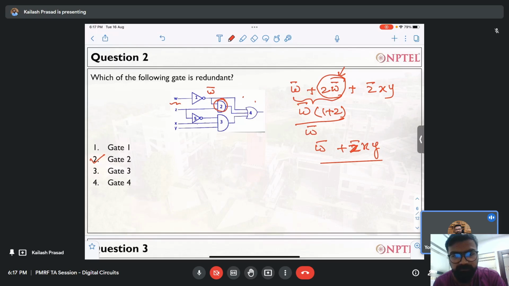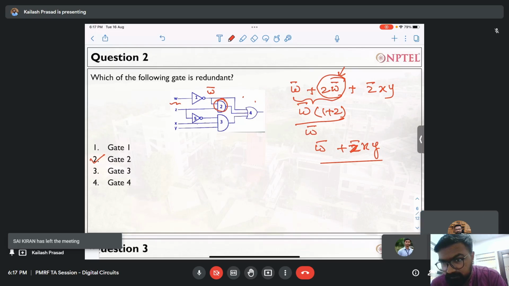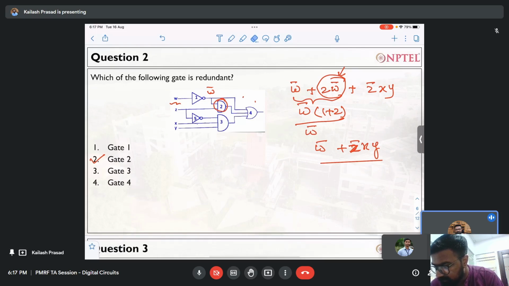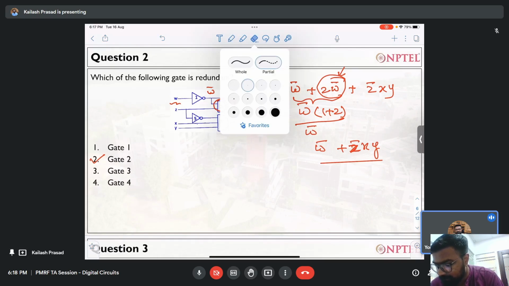No questions? Sir, can you repeat the concept of redundant? Okay. The concept is redundancy. So the question here says, which of these gates is redundant. Why this question is actually important, I will just tell you.